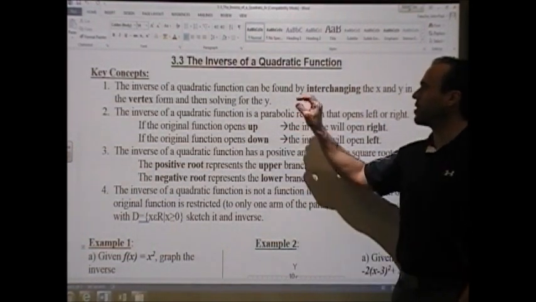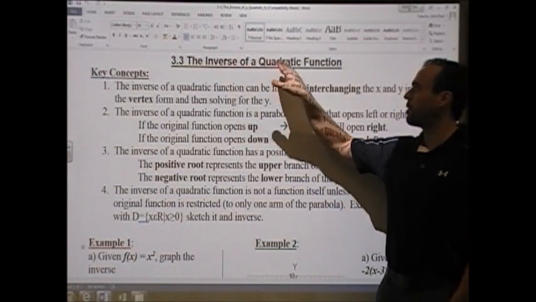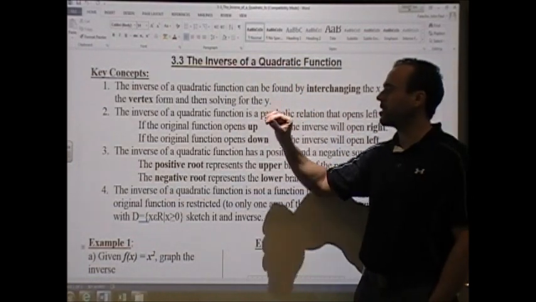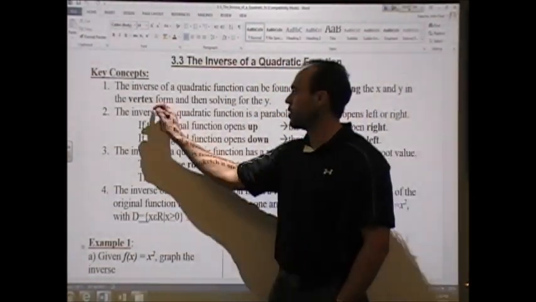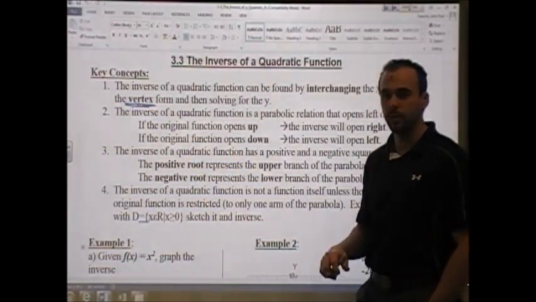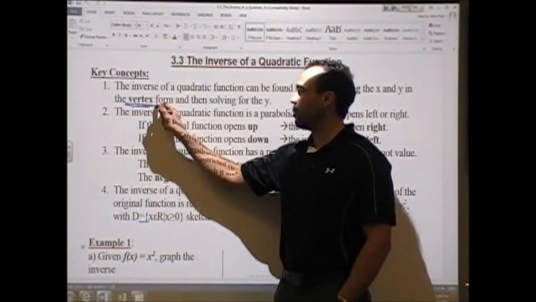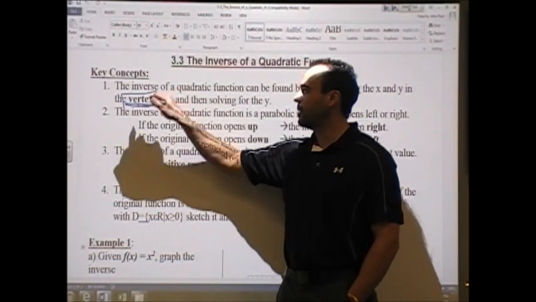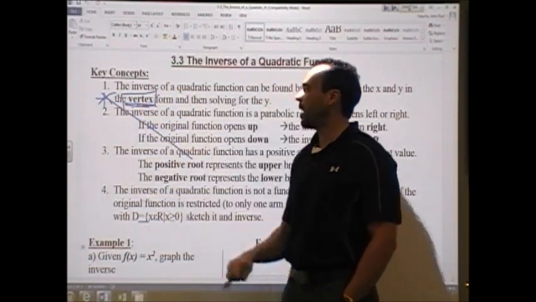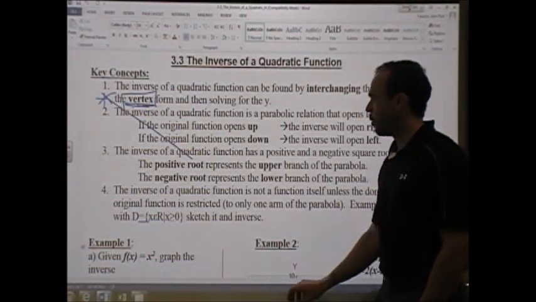It's very important you understand that when you take the inverse of a quadratic function, it must be in vertex form or you will not be able to do it. You can try that and you'll see what the problem is, but it has to be in vertex form. I would highlight that, and then solve for y.